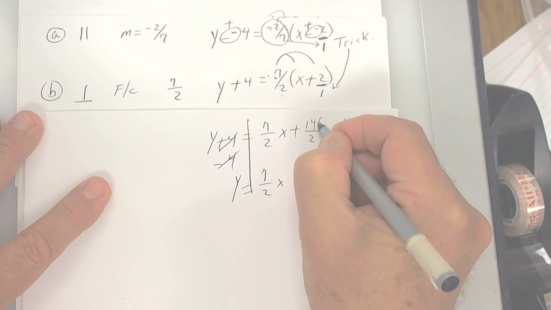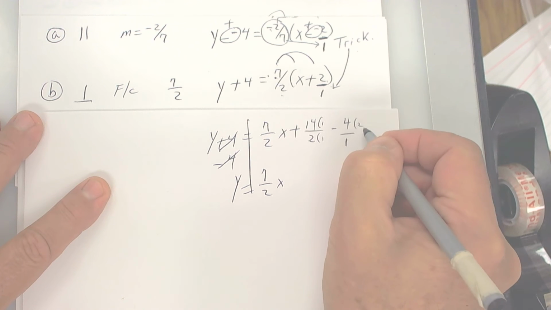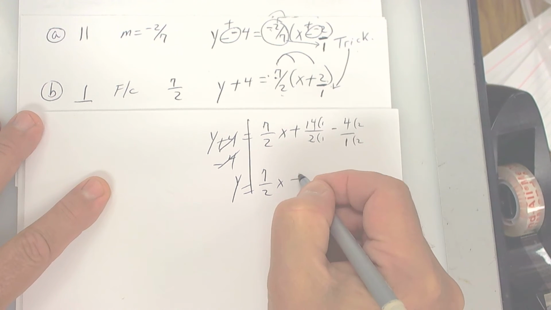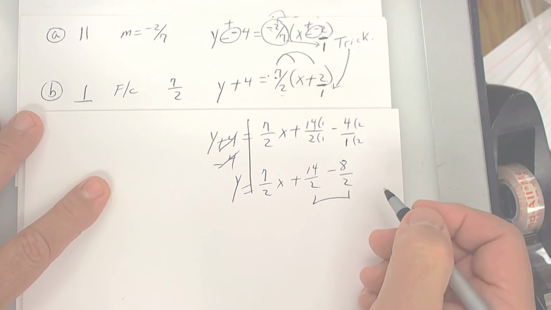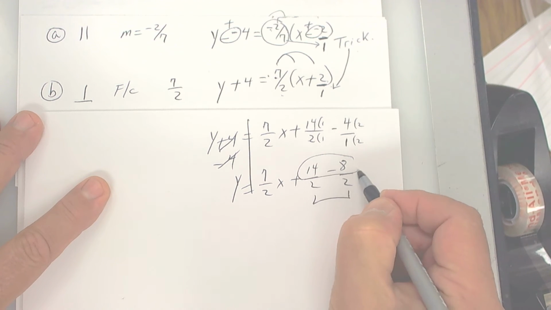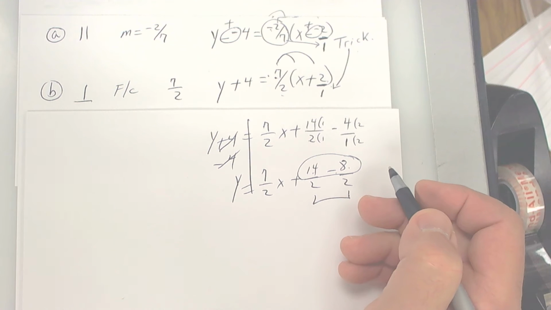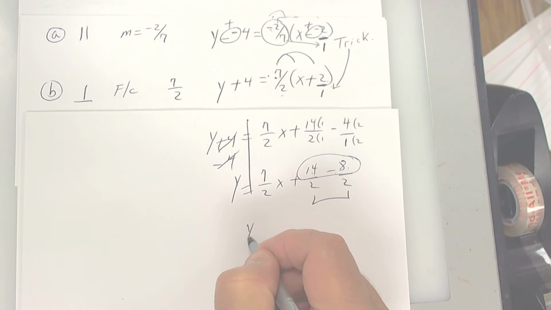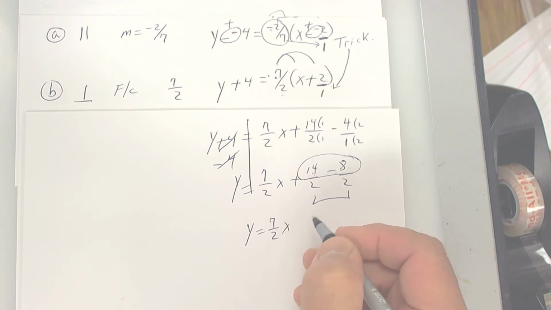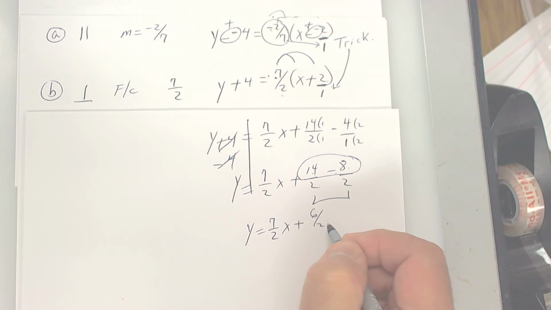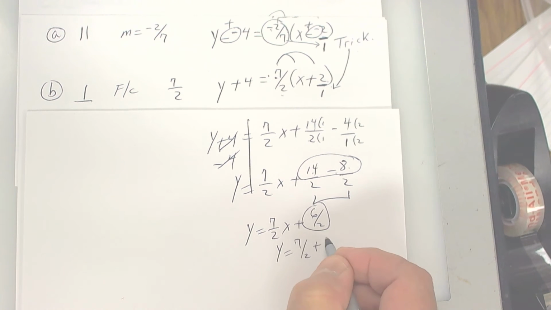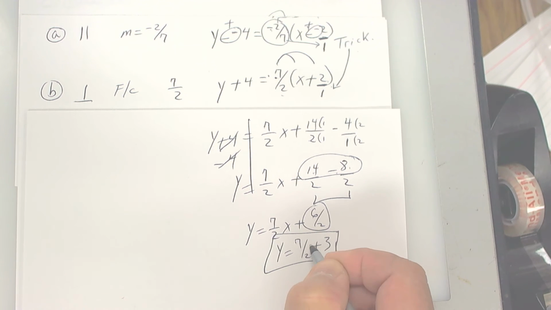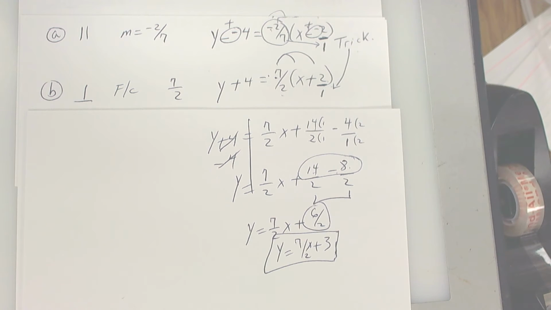Now, take the 1, put it here. Take the 2, put it here. And so you're going to get plus 14 over 2 minus 8 over 2. You have the same denominator, so you can add up the numerators. 14 minus 8, I think that's 6. So you're going to get y equals 7 over 2x plus 6 over 2, which equals 3. And you're done. Okay? And that's what you're doing today.